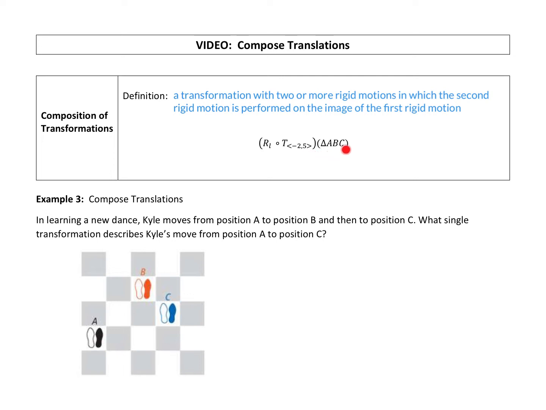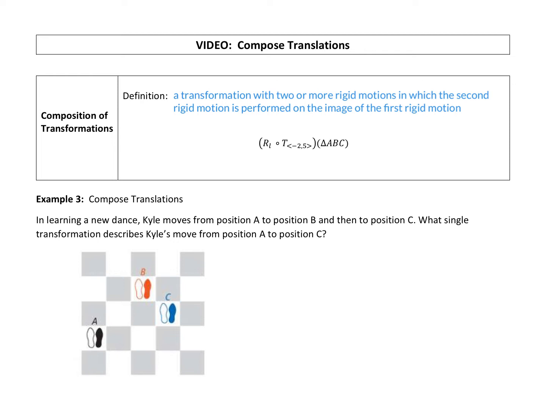So here's what this notation looks like. It's starting to get a little busier looking as we are combining. We're making a composition of rigid motions here, of transformations. So this R is a reflection over line L. This T is a translation, and we're translating the X 2 to the left because that's a negative 2 for the X, and we're going up 5 because that's a positive 5 for the Y.